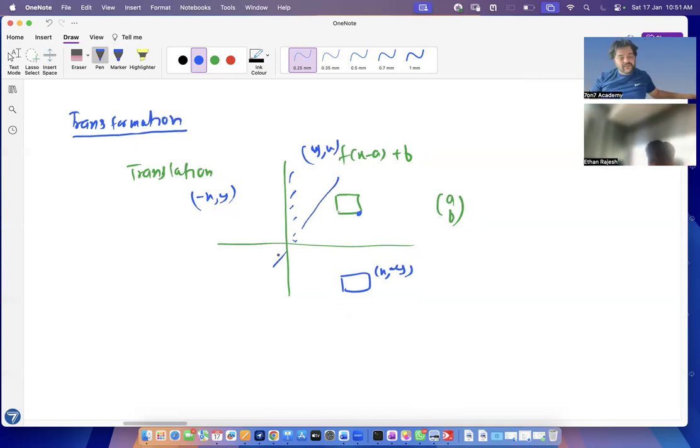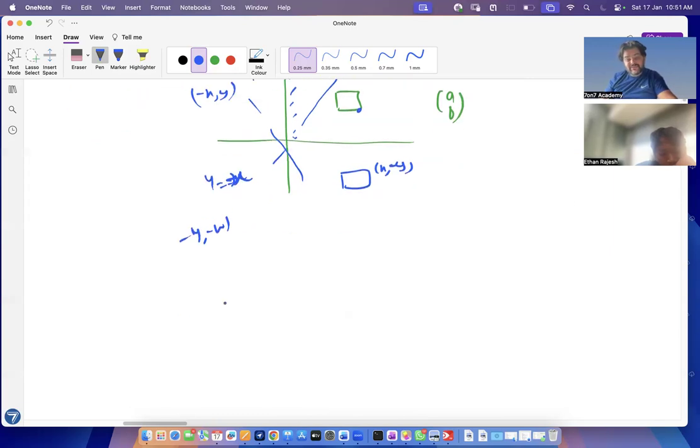And if you reflect on the line y equals minus x, do they both become negative? Y and x flip and both will become negative, no? Both flip and the signs also get flipped. So it becomes minus y, minus x, agree? That's what reflection is. Rotations, 90-degree rotations, then what will happen?